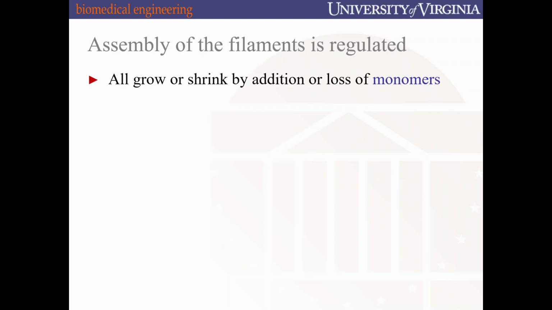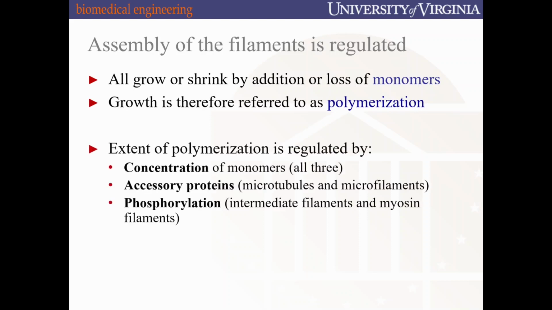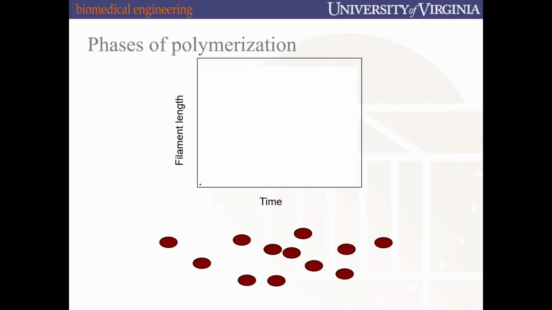All of these cytoskeletal filaments grow and shrink by the addition or loss of their monomer proteins, and filament growth is therefore referred to as polymerization. The extent of polymerization is regulated by the concentration of monomers, the presence of accessory proteins, and by post-translational modifications like phosphorylation. Polymerization of protein filaments occurs in different stages, so let's consider each of those here. The first stage is called nucleation.